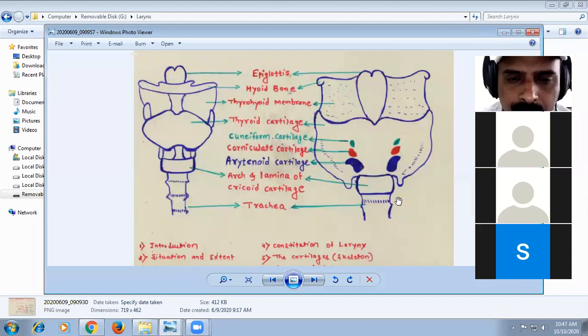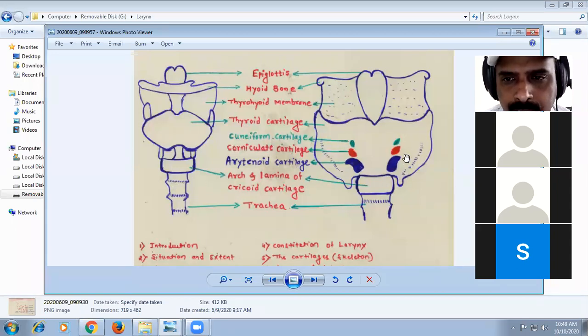So in total, there are three paired and three unpaired cartilages. Three unpaired are on the anterior aspect, and three paired are on the posterior aspect. The cricoid, thyroid, and epiglottic: epiglottic, thyroid, and cricoid are the three unpaired cartilages of the larynx.